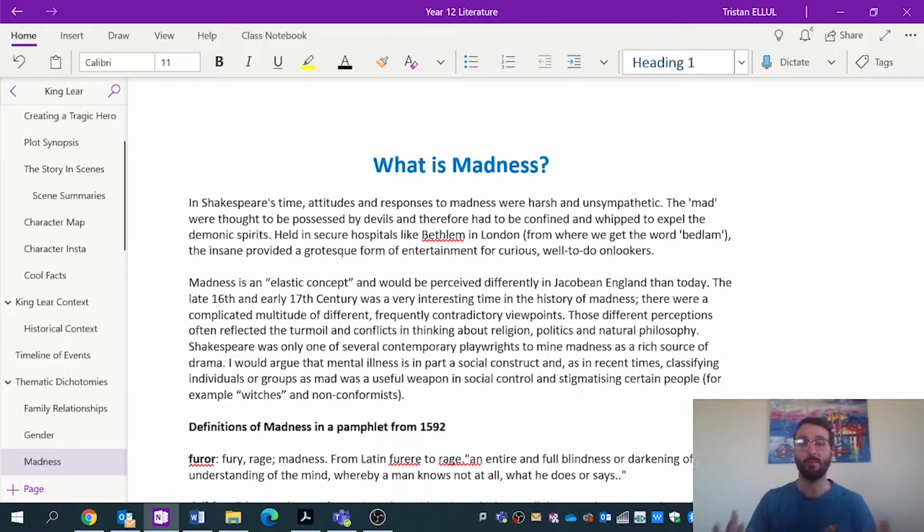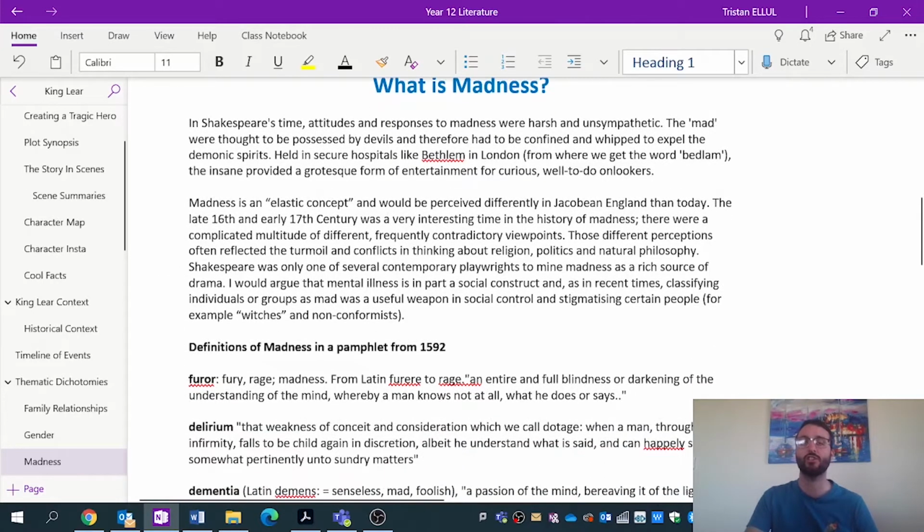They were held in secure hospitals like Bethlehem in London, from where we get the word Bedlam, and poor Tom is referred to as Bedlam Tom, Mad Tom. It links back to that hospital, so there's a bit of an allusion there. And the insane provided a grotesque form of entertainment for curious, well-to-do onlookers. So there wasn't really an understanding of what it was.